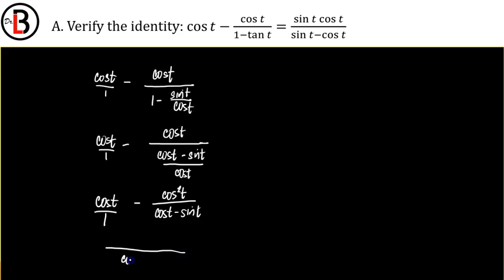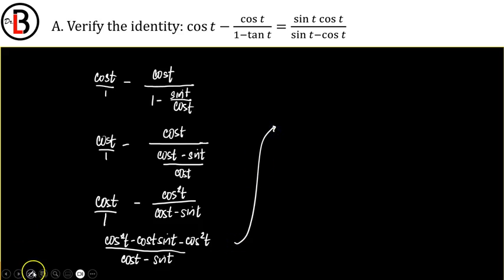Here I can see that the LCD is cosine t minus sine t. If I multiply the bottom to cosine t, that becomes cosine squared t minus cosine t sine t. And then we copy this cosine squared t. So moving up, you can cancel out both cosine squared t's here. You're left with negative cosine t sine t all over cosine t minus sine t.